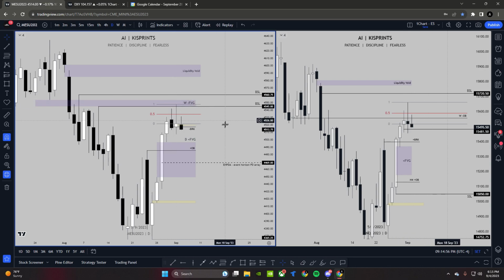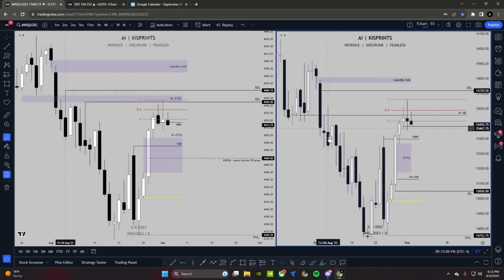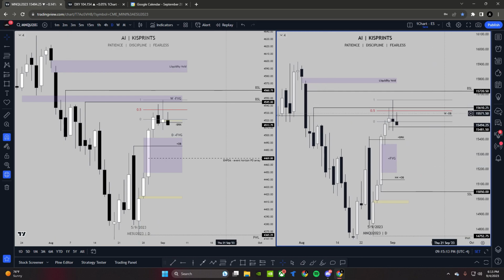That was expected there. On NQ, what did we do? I said in the analysis, also for you guys that are in alerts, I said I want to be also watching NQ to take out this daily buy side liquidity here, and at the same time tap into that weekly order block, which is exactly what we did. We took it there, so we can delete that.